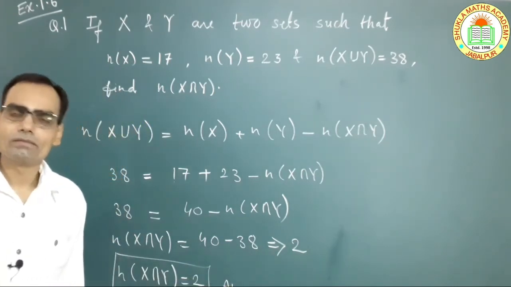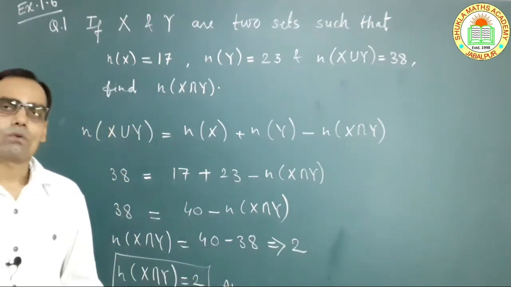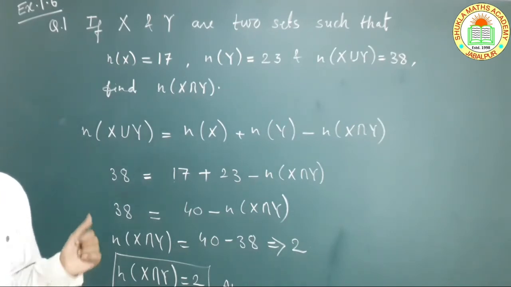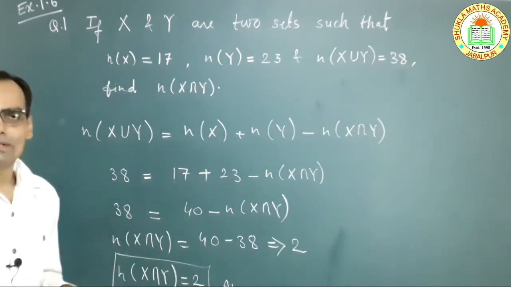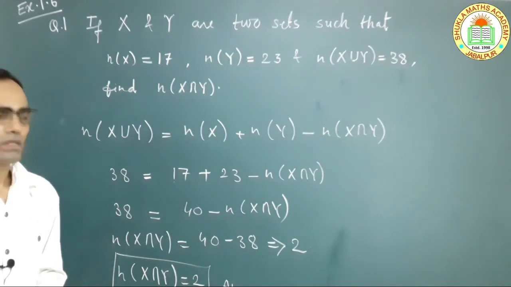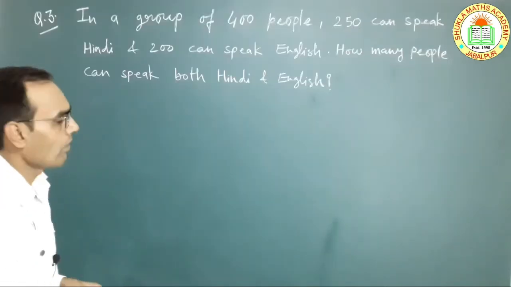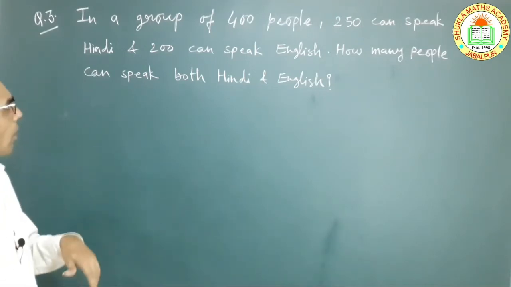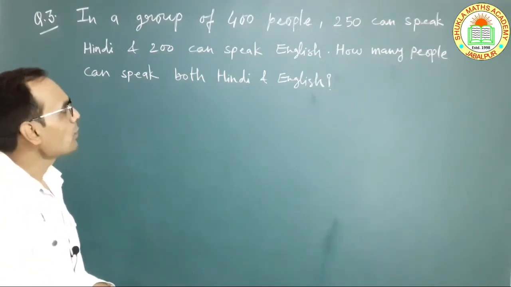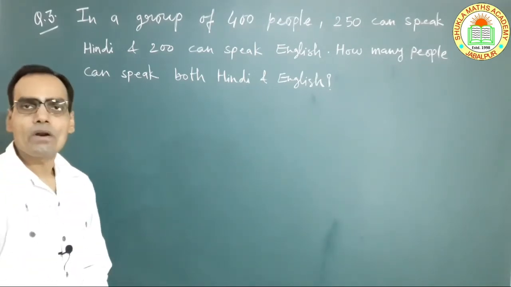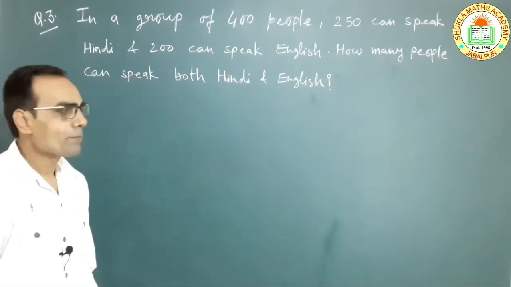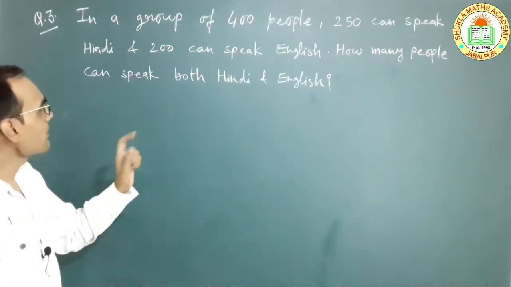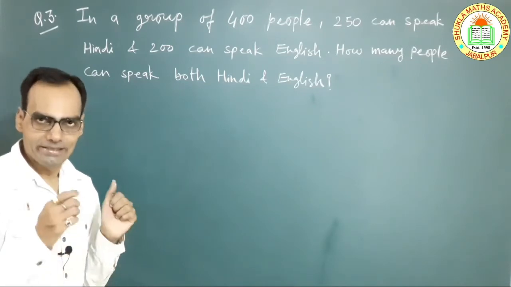So this is the basic example based on the sets elements formula, and after that we will take some more problems based on this formula. Now next question is question number 3. In a group of 400 pupils, 250 can speak Hindi and 200 can speak English. So we have to find how many people can speak both Hindi and English.